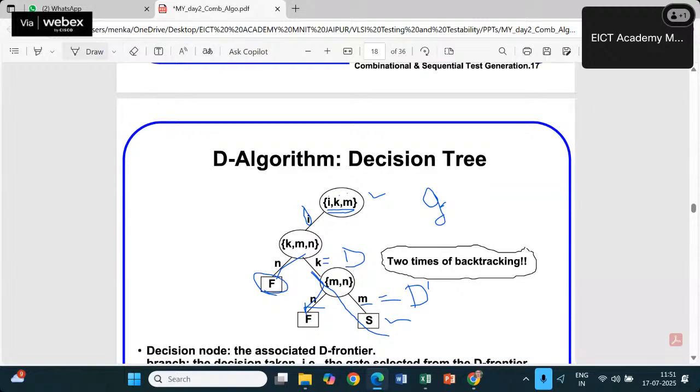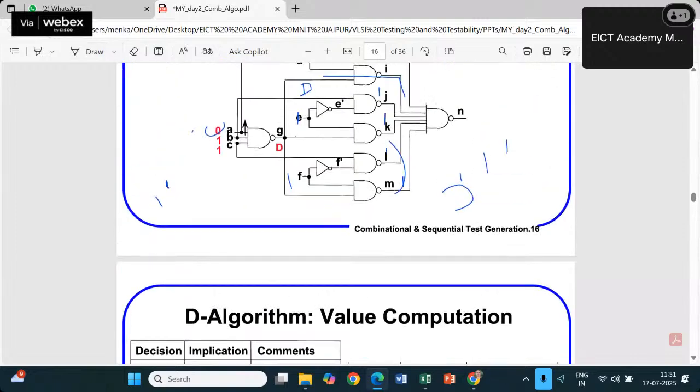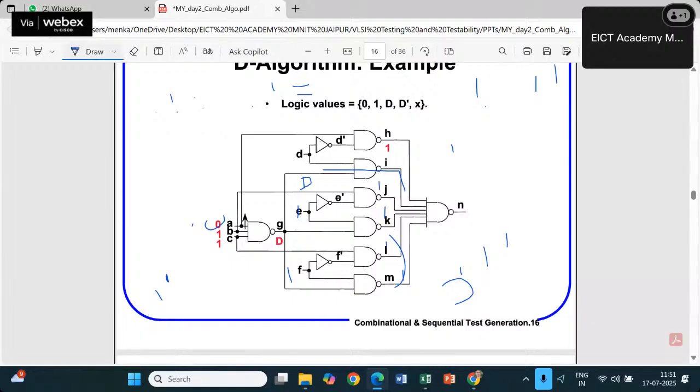So what we have done in this: we started with the fault activation. We found the D frontiers, which are the D frontiers through which the fault can propagate. So these four are the D frontiers, which are I, K, M, and N. Now I am trying one by one. Okay, let me pass it through this.